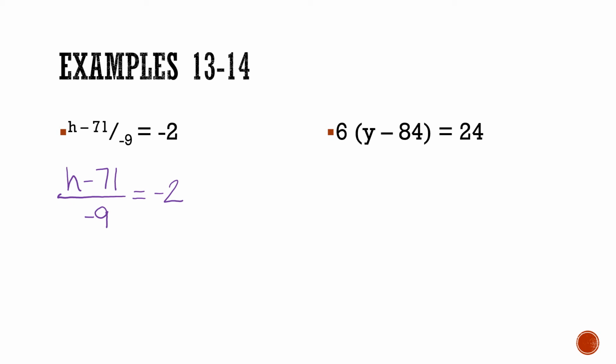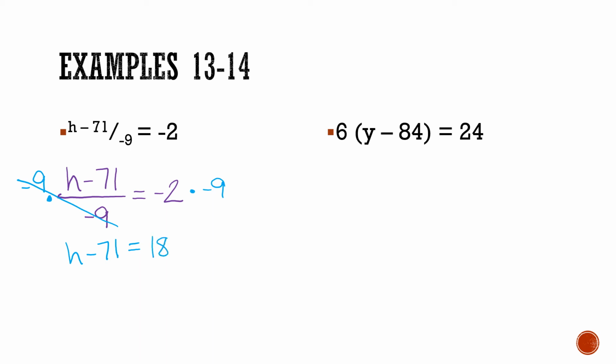So we've got (h minus 71) divided by negative 9. Since that h minus 71 is in the numerator, we can't take care of that first. We're going to have to first do away with that division. We're dividing by negative 9, so the opposite would be to multiply by negative 9. Those will cancel each other out. So we multiply this side by negative 9 too. That only leaves what's in the numerator: h minus 71 equals, and negative 2 times negative 9 is positive 18.